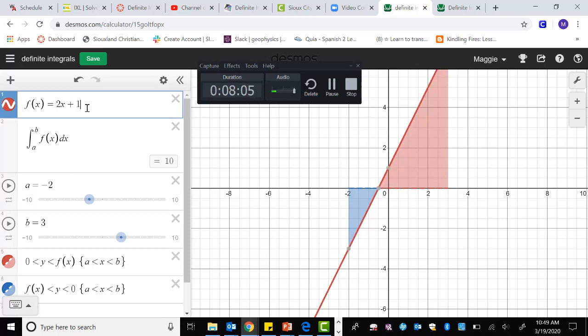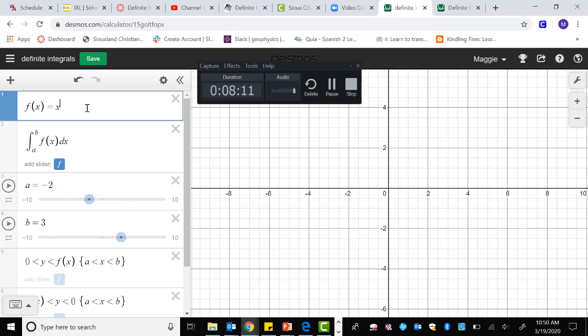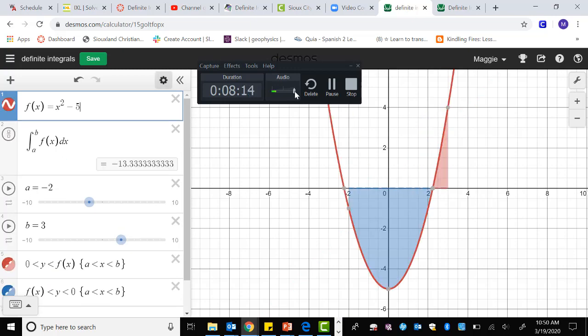And that can happen with any function. It doesn't have to be just a line. You could have a quadratic that is below the x-axis. So this blue area is negative. It's not negative area, it's negative because of its placement. The red area is positive because of its placement. So again, it's not technically negative area, it's where it's placed. So below the x-axis is negative, above is positive.